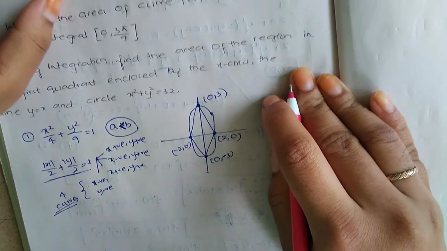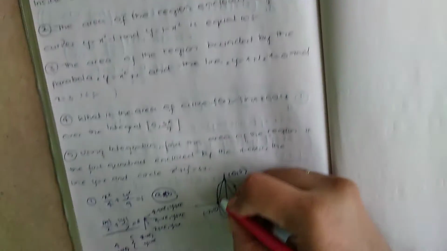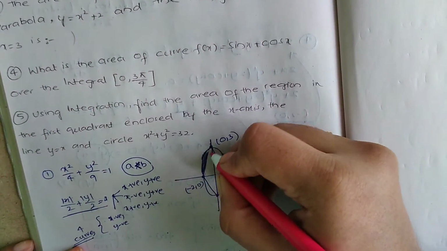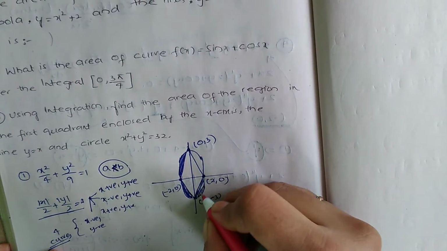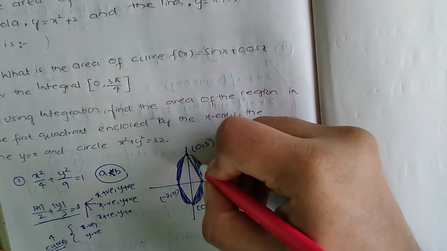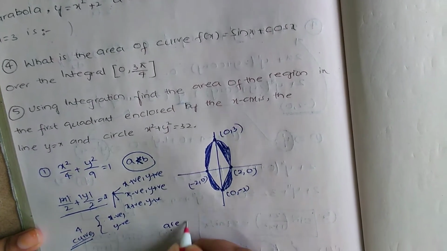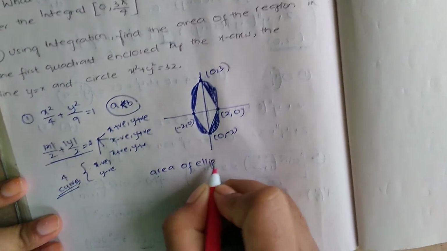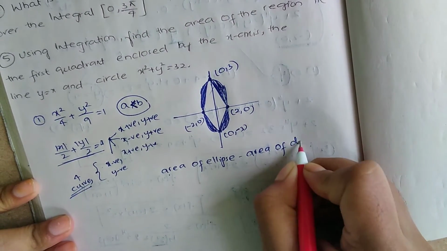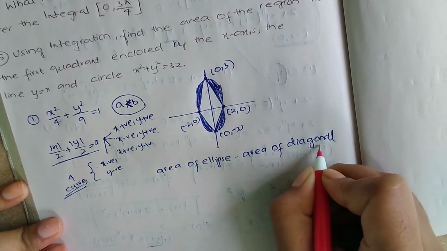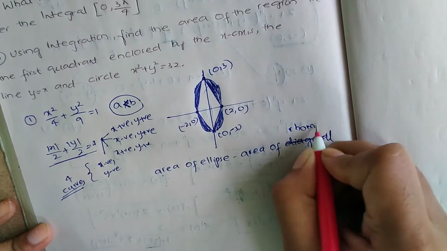Okay, what are they asking? Area of the region outside it, outside this, inside this. That means they are asking for the area of this shaded part. Are you understanding? How will you find that area? See, area of ellipse minus area of this rhombus, with this diagonal. Agree?